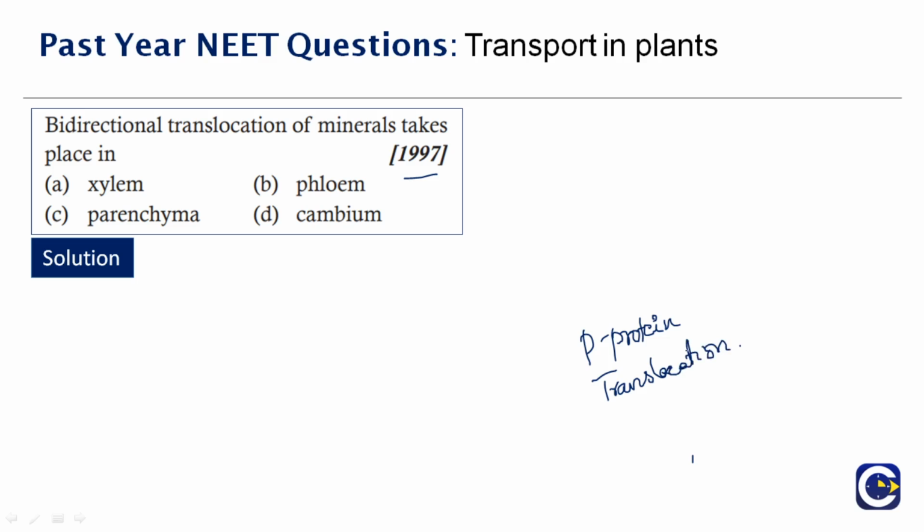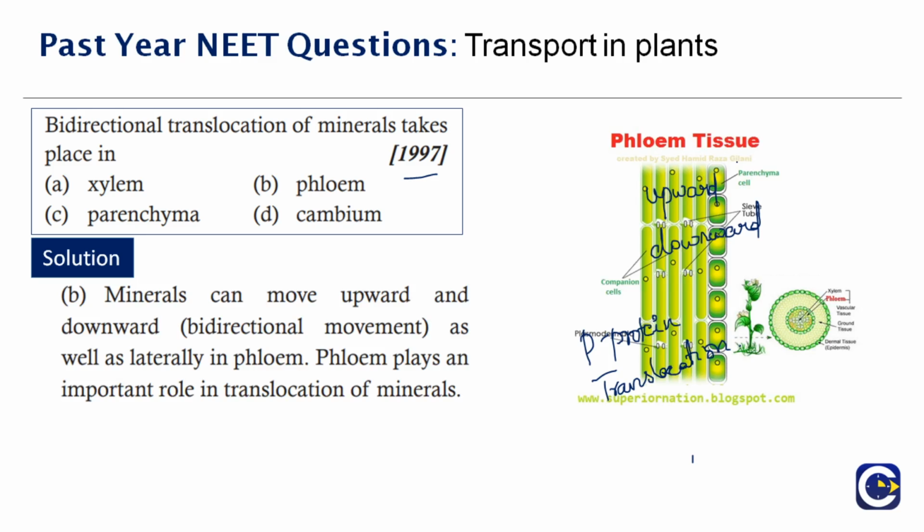When it comes to bidirectional translocation of minerals, it takes place in phloem. Minerals can move upward and downward. So when I say bidirectional here, they are resembling two paths. Either it can be an upward motion or a downward motion. Minerals can move upward and downward, which is called bidirectional movement, as well as lateral movement, which can be seen in phloem. Phloem plays an important part in translocation because translocation happens with the help of the P protein. Therefore, the correct answer to this question is option B, phloem.